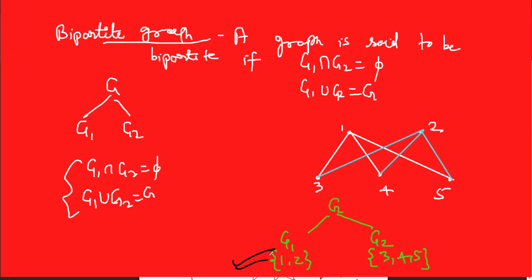You divided the original graph into two parts, G1 and G2, such that their intersection is phi and their union is G.